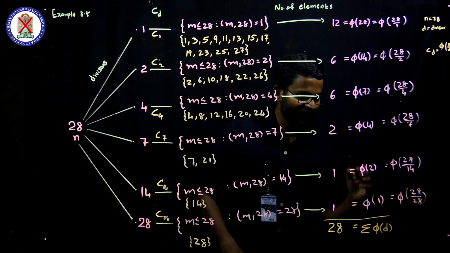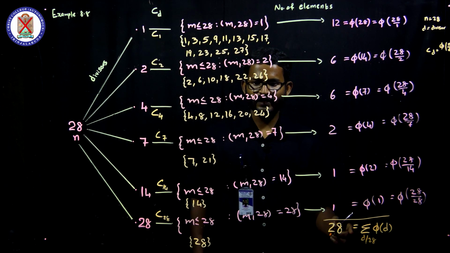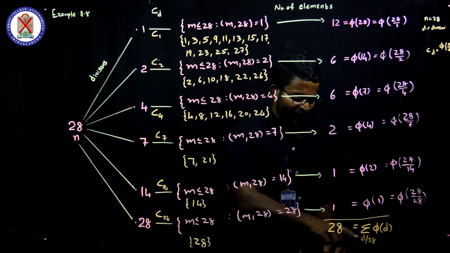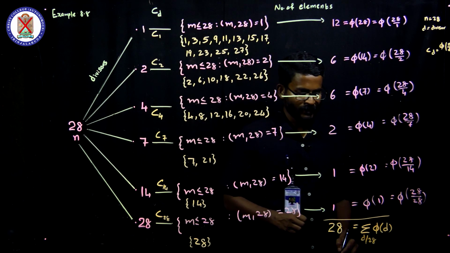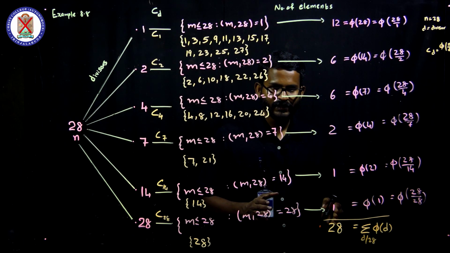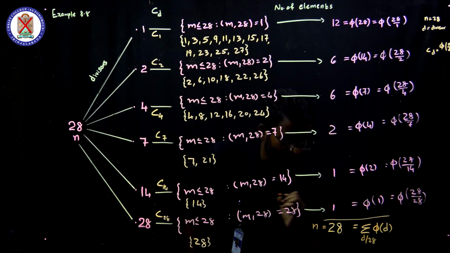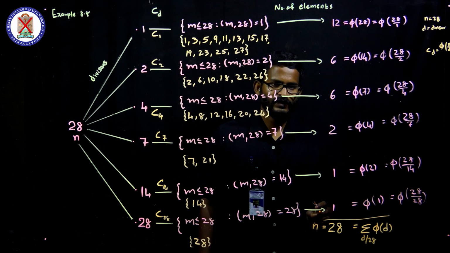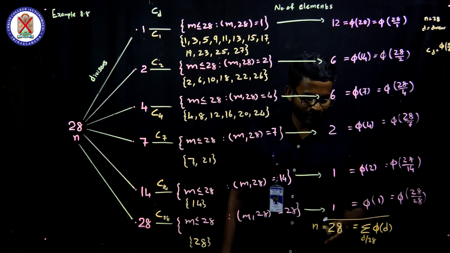And what is d? This d is the divisor of 28. That is, 28 is equal to sigma d divides 28 of phi of d. And what is 28? 28 is the number n. This is our n. By this example, we get 28 is equal to sigma d divides 28 phi of d.